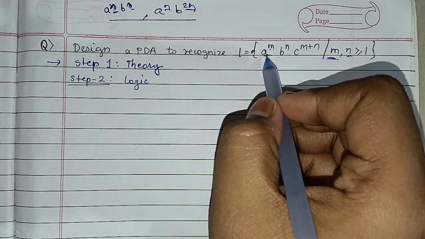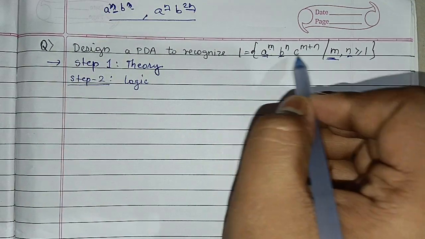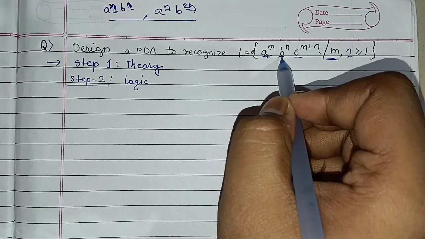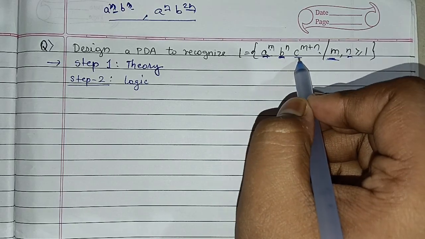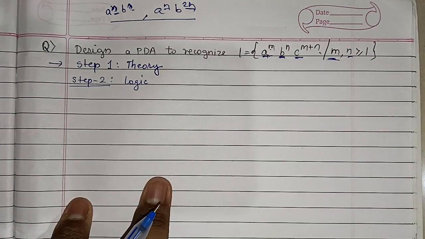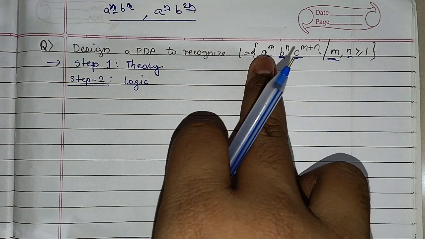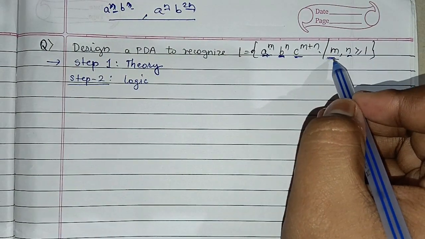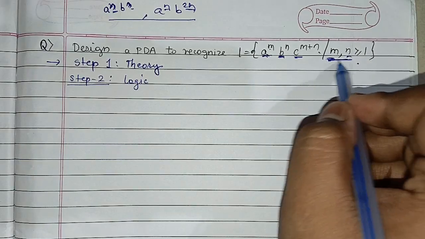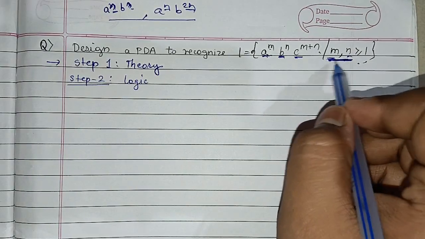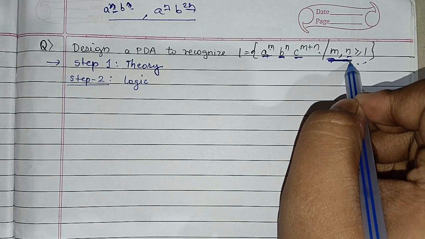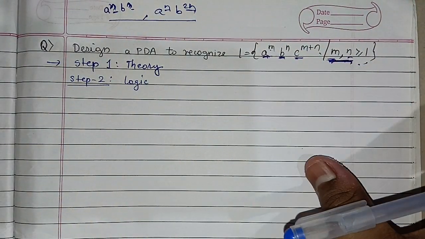As you see, for a raised to m, b raised to n, c raised to m plus n, if there are m a's and n times b, then there will be m plus n times c. So what logic can I implement here? Since m and n are both greater than or equal to 1, there is no relation between m and n here. M can be 2, n can be 3. M can be 1, n can be 3. Any combination of m and n.